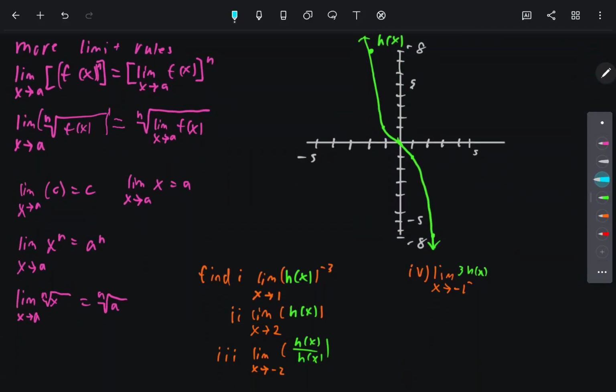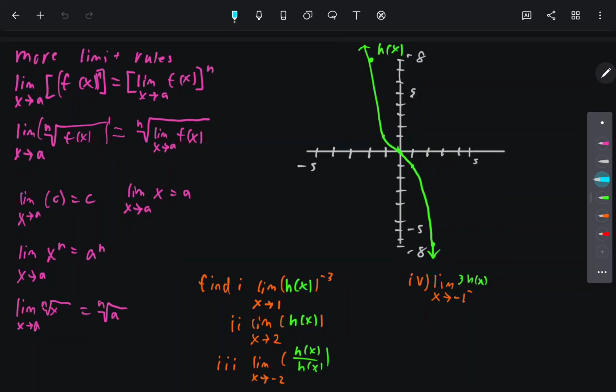Alright, continuing on. We have a few more limit rules. So we have the limit as x approaches a of f of x to the power of n is the same thing as the limit as x approaches a of f of x, to the power of n. The limit as x approaches a of the nth root of f of x is the same thing as the nth root of the limit as x approaches a of f of x. The limit as x approaches a of a constant is just equal to the constant.